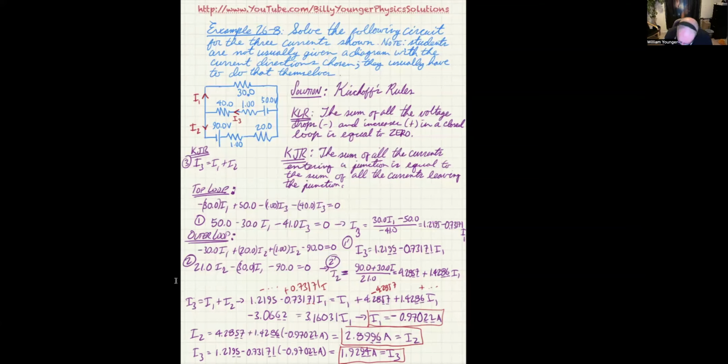Probably wouldn't hurt to throw it in one of the other equations too, just to see. Let's try the 50. I'm looking at equation 1, 50 minus 30 times, this time it's a negative 0.97022, minus 41 times I3, which is 1.9294, and that should all give me 0, and I got 0.0012, so that's good. So yeah, I have complete confidence that this is almost certainly correct.